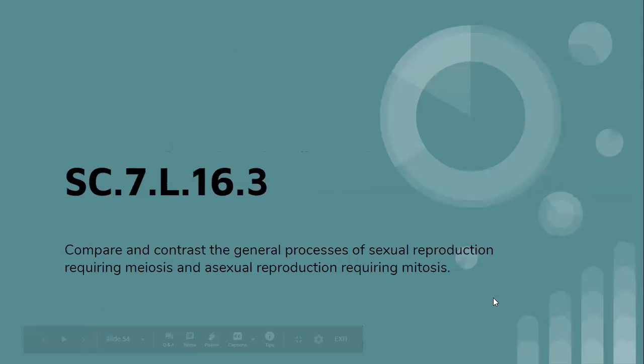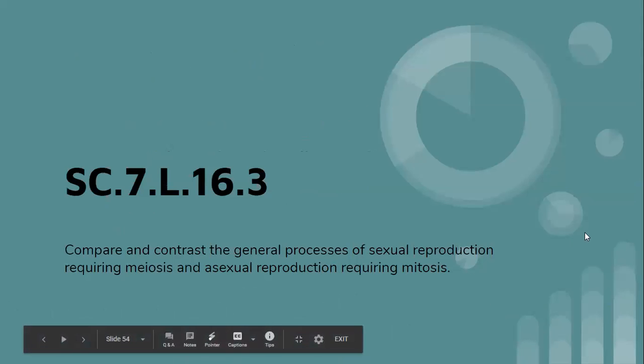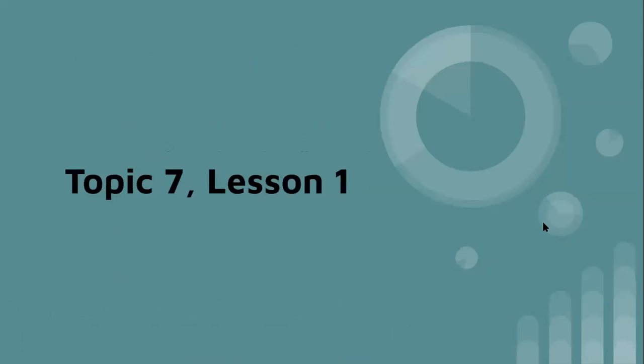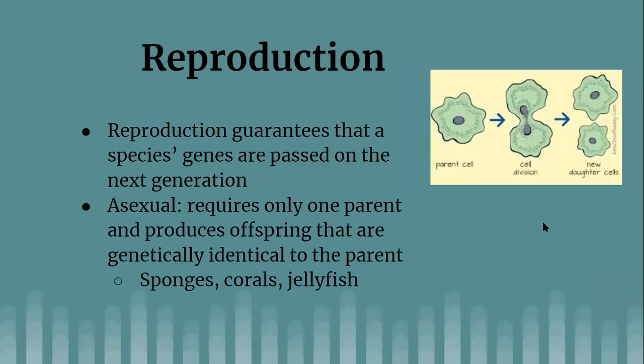So this is the next standard that we are going to be focusing on. Like I've said before, if you have trouble with it, I would definitely recommend going on CPALMS, typing it in, and you would get a very good lesson with it. So for this one, you're comparing and contrasting a general process of sexual reproduction requiring meiosis and asexual reproduction requiring mitosis. Now, living things reproduce.